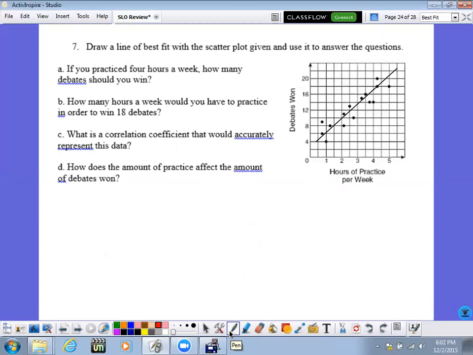Understand, if it says draw a line of best fit with the scatter plot given and use it to answer the questions, we're not using the dots anymore. We're using the line. It said, if you practice 4 hours a week, how many debates should you win? So we're using the line of best fit. 4 hours a week, I go up to my line, and I go over, I should win about 16. So that's how I'm going to write it.